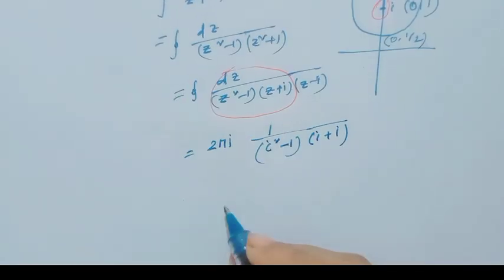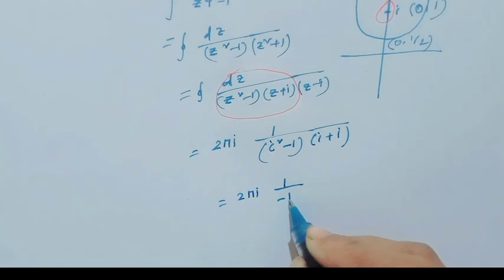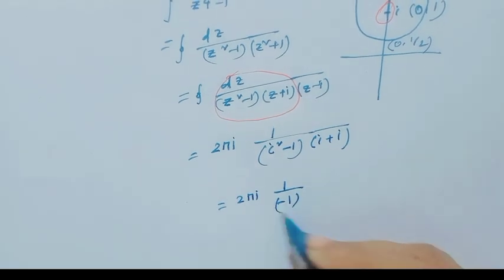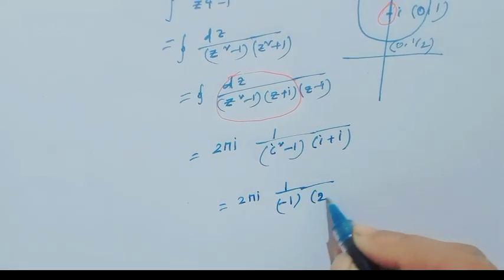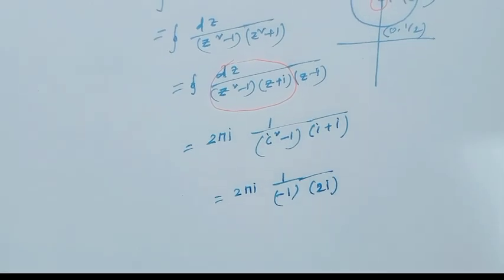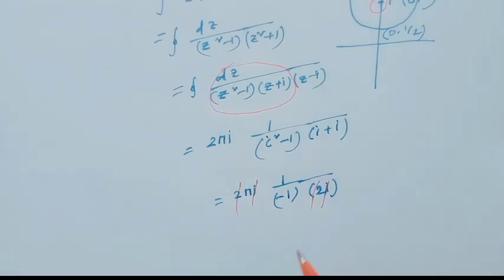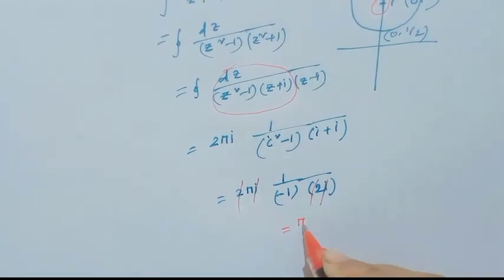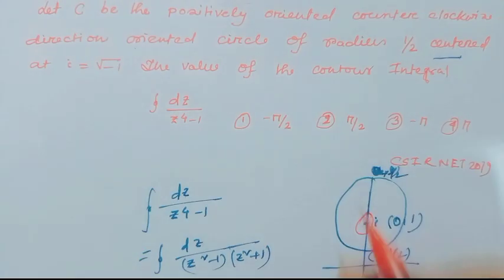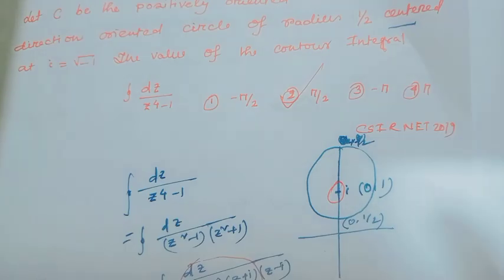and put the value of i in z plus i, that means i plus i. This value is 2 pi i over minus 1 minus 1 times 2i. So this value would be, here i would be cancelled, here 2 would be cancelled. This value is pi over 2. So option 2 is the right option. Next I will solve another question.